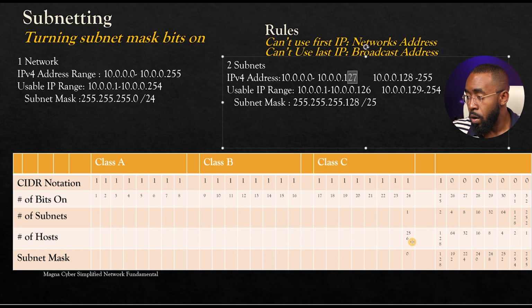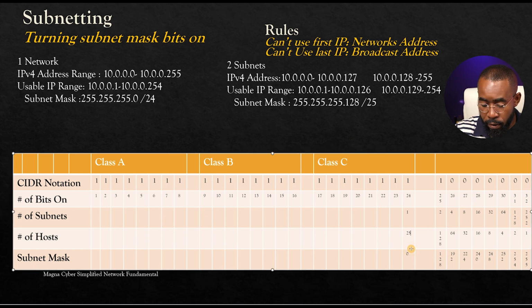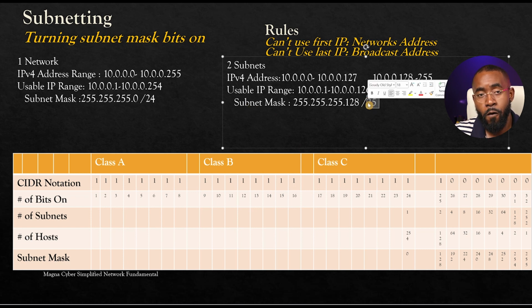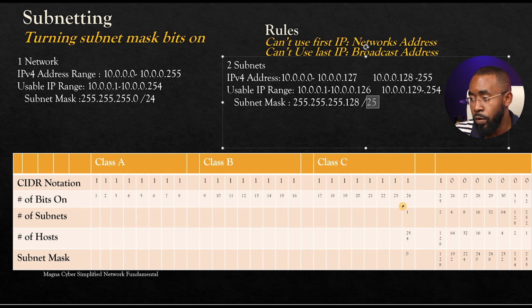So here we had 254. That's what it was supposed to be. In this range here is going to be 10.0.0.129 all the way to 10.0.0.254 that are usable. Remember that 255 will be the broadcast address and the 128 would be the network address. And your subnet mask will not change. It will remain 25 for both subnetworks. This is how you subnet a network.